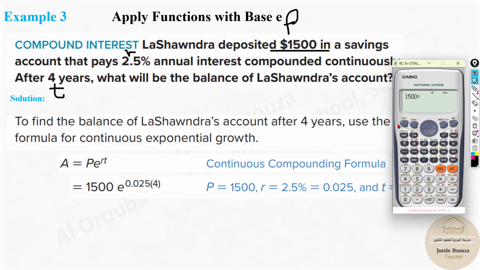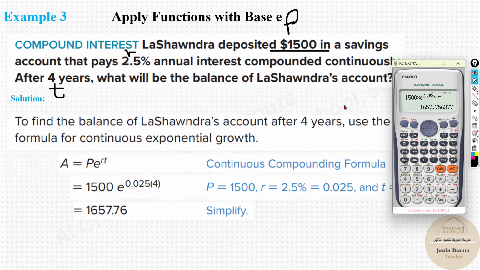1500 multiplied with shift and E. Now, if you're getting confused with percentage, don't worry, write 2.5, shift and percentage, and multiply with the time. Sorry, I deleted the percent by mistake. Okay, multiplied with 4, the answer is 1657.76756, so it's 76. So this is your answer.